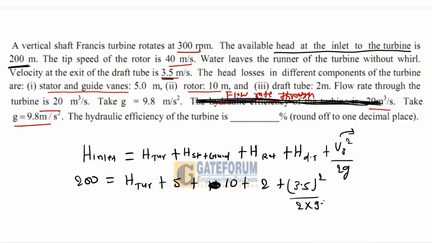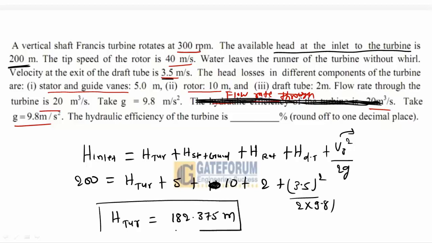2 multiplied by 9.81. Tell me, from this point, can you calculate H turbine? Yes, you can calculate the H turbine and the value will come out to be 182.375 meter.